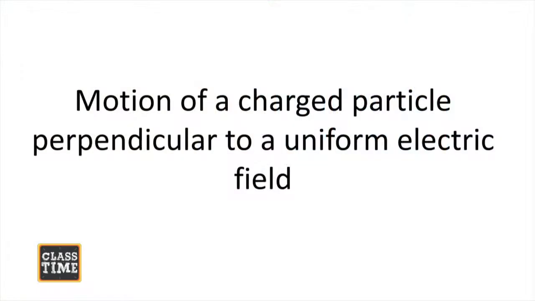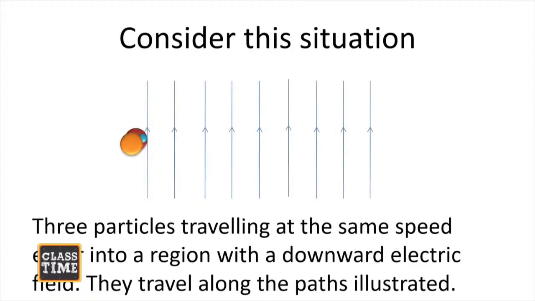So we will start with the motion of a charged particle perpendicular to a uniform electric field. Remember, in a uniform electric field, the field lines are straight, and so if the field lines are vertical, then the motion of the particle will be horizontal. So let's consider this situation.